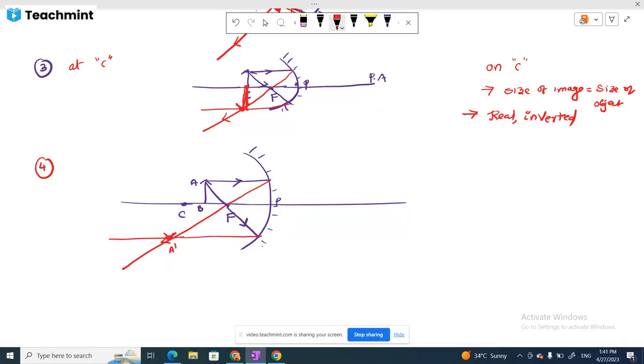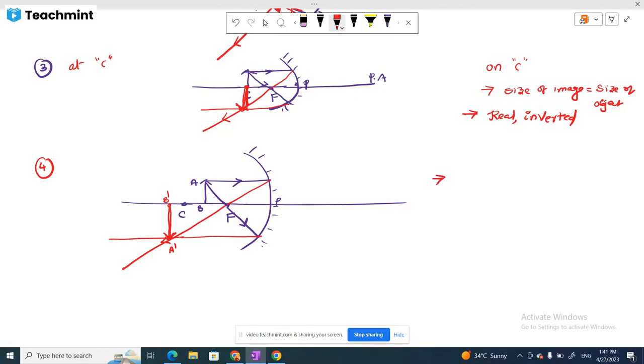Draw the perpendicular from A dash to the principal axis, so that this is my image of AB. This I can call B dash. Therefore, here the size of the image is increased when compared to the previous case.